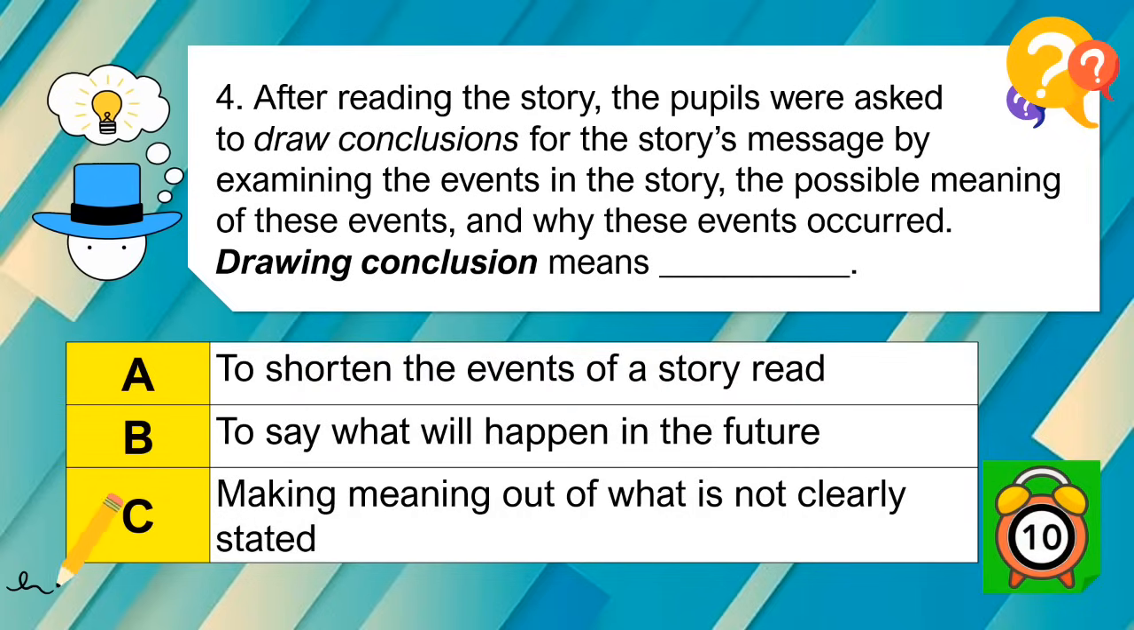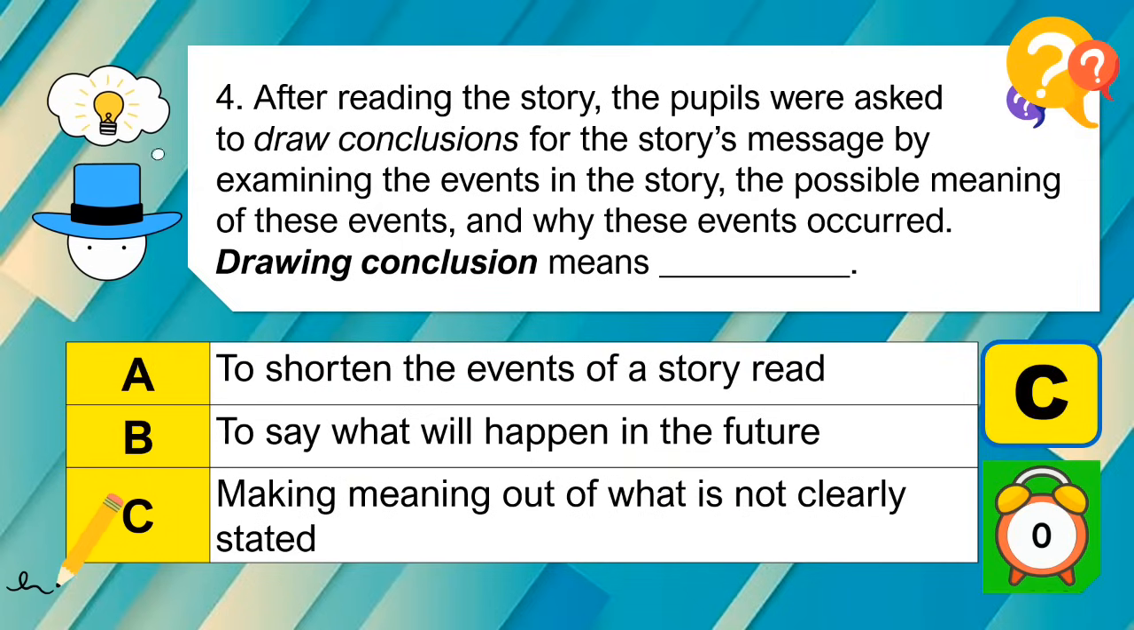Number 4. After reading the story, the pupils were asked to draw conclusions for the story's message by examining the events in the story, the possible meaning of these events, and why these events occurred. Drawing conclusion means blank. The correct answer is letter C. Drawing conclusions means making meaning out of what is not clearly stated.